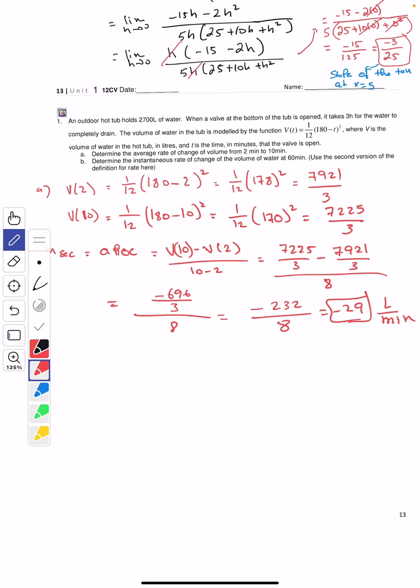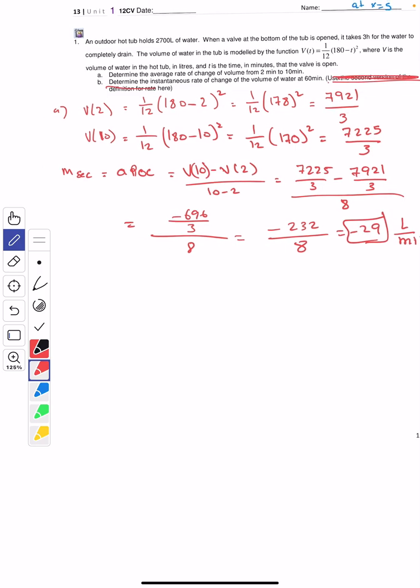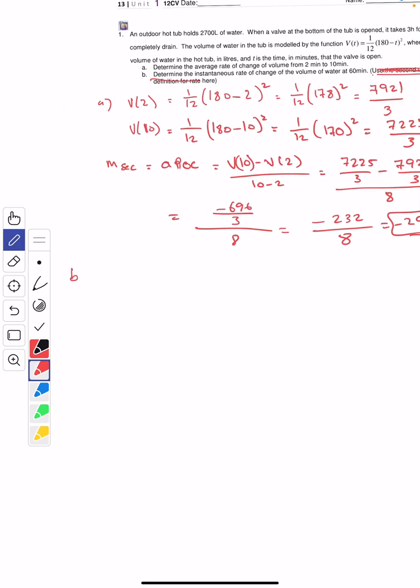Now, point B. Determine the instantaneous rate of change of the volume of water at 60 minutes. So we're looking at the instantaneous rate of change at 60 minutes. Now things change. We are going to find the slope of the tangent line, or the instantaneous rate of change.